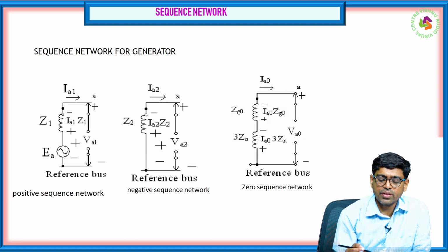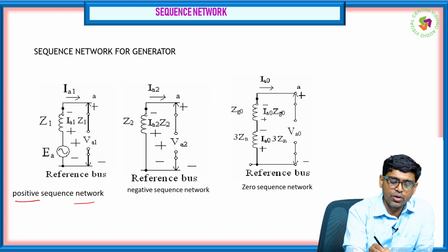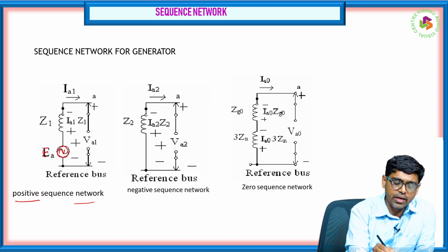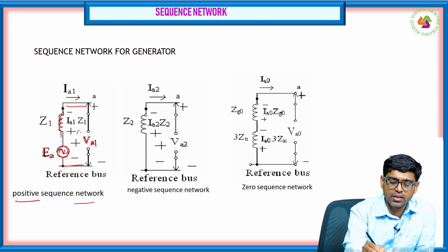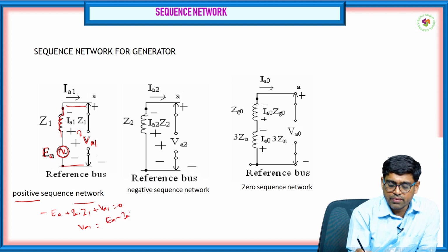Now the sequence networks of this machine. We can represent the positive sequence network as a voltage source EA in series with the impedance. Then we get VA1. If you take the loop analysis of this one, then minus EA plus Ia1 into Z1 plus VA1 equals 0. From this, VA1 is nothing but EA minus Ia1 into Z1.